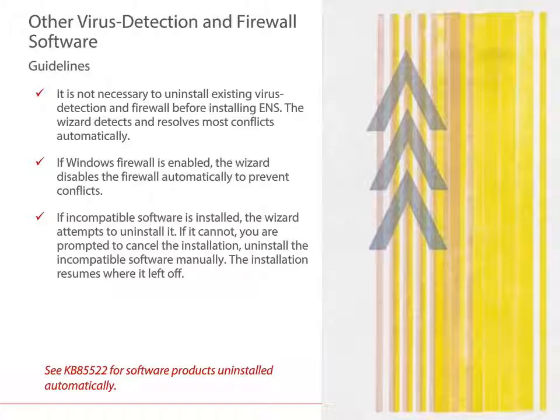Then you have to uninstall the incompatible software, and then it will resume from where it left off. We have a KB article, KB85522, that gives you a list of all the software products that will be uninstalled automatically.